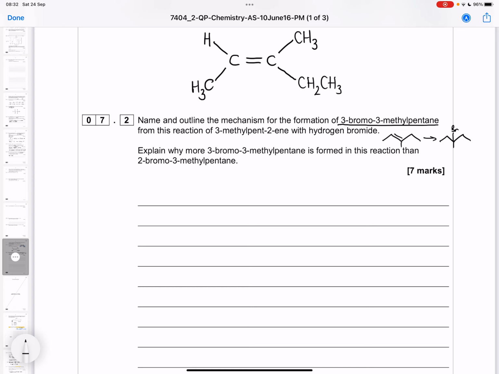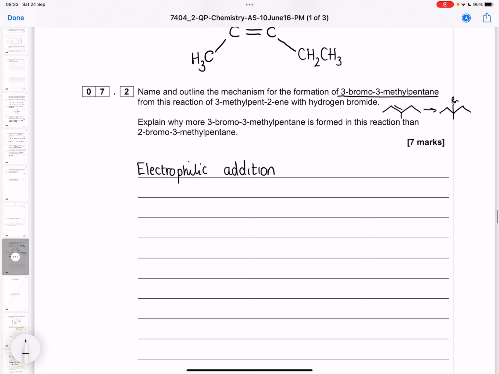So we have to name and outline the mechanism. This is an alkene mechanism. We're using HBr and an alkene. Alkenes are an area of high electron density, so electrophiles are attracted to them. So we're going to have an electrophilic reaction, and we're just adding the hydrogen bromide, nothing is falling off. So it's an electrophilic addition. I'm going to redraw out my alkene. So this is the alkene that we had.